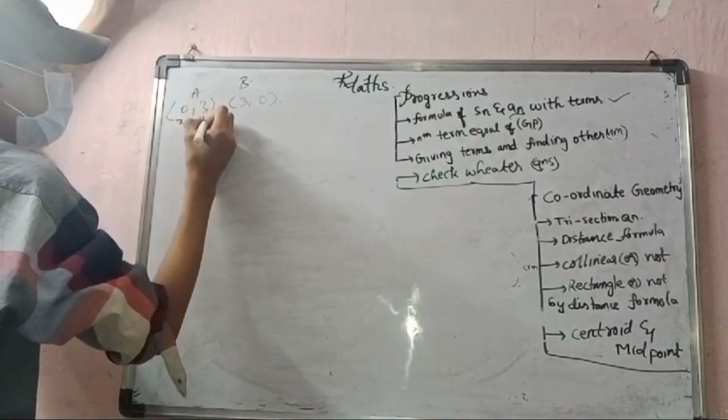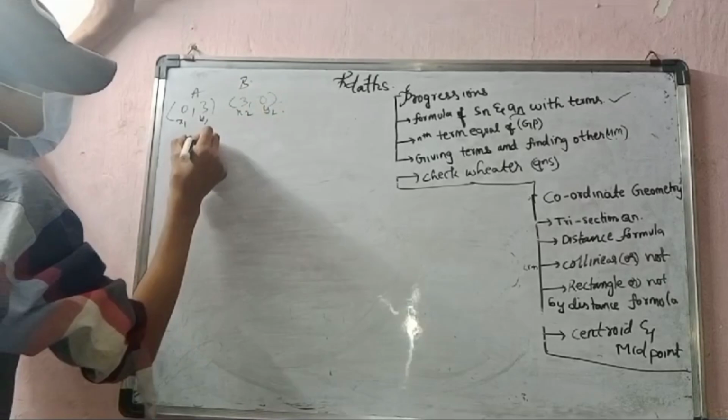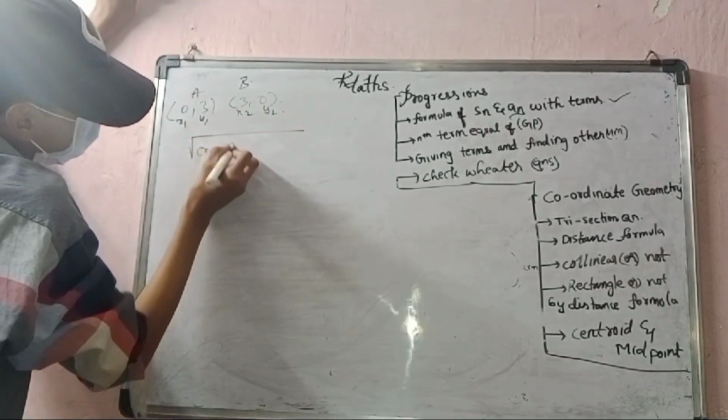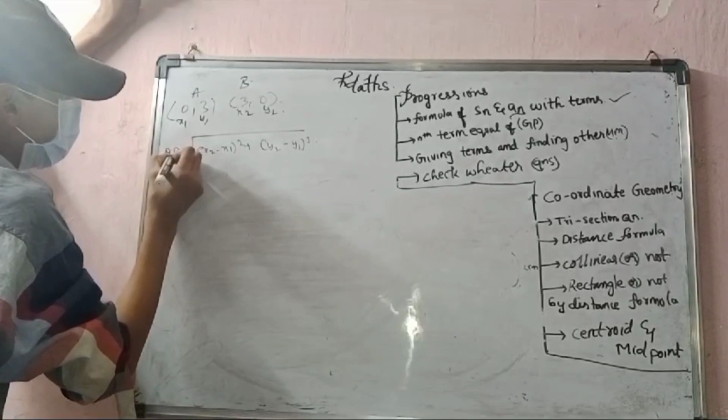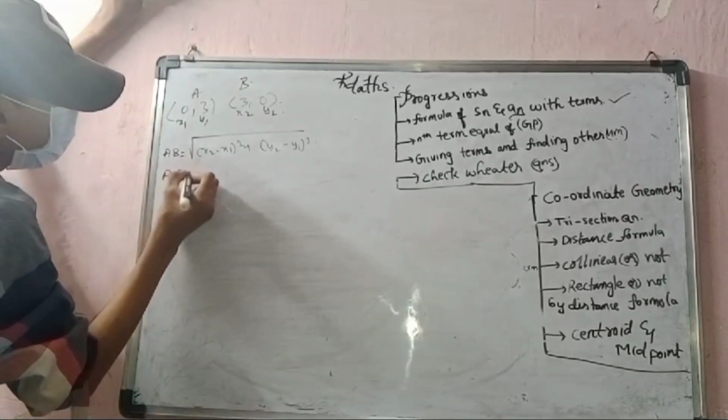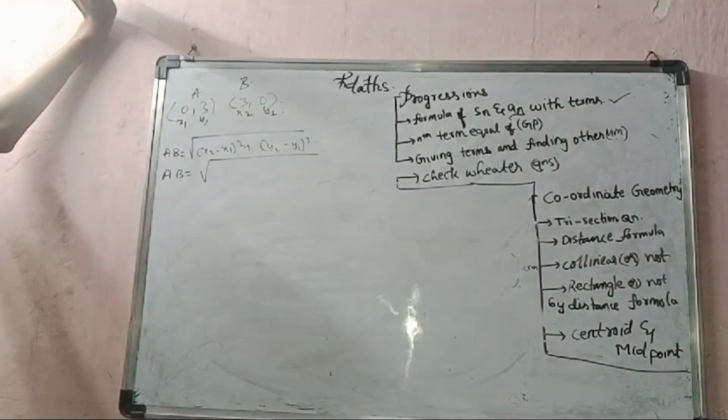Now this is x1 y1 x2 y2. Now, what is the distance formula? Under root (x2 minus x1) whole square plus (y2 minus y1) whole square. Okay, AB means the distance from A to B. AB is equal to under root (x2 minus x1) whole square.